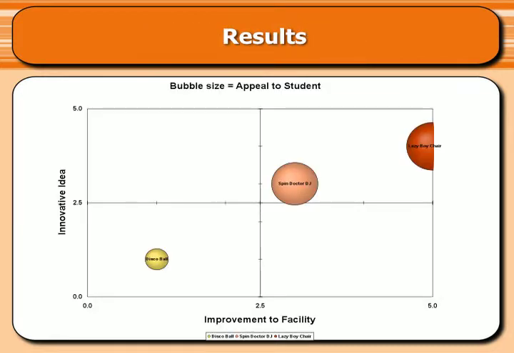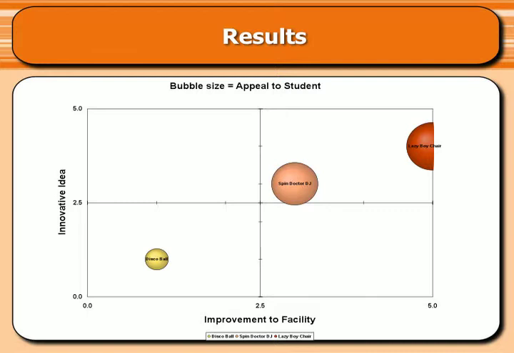Okay, now you can see our results. All right, so what TurningPoint did was it took all the results and plotted them in a 4x4, just like that, right? Where the size, well, first of all, I've got improvement to facility, 0 to 5. Innovative idea, 0 to 5. So the less innovative, it would be down low. Improvement to facility, the higher it is an improvement to the facility, you're going to see it closer to 5 or conversely down there. The size of the bubble is the appeal to the student.